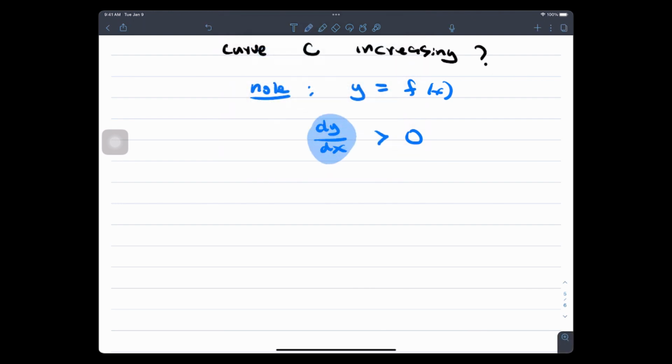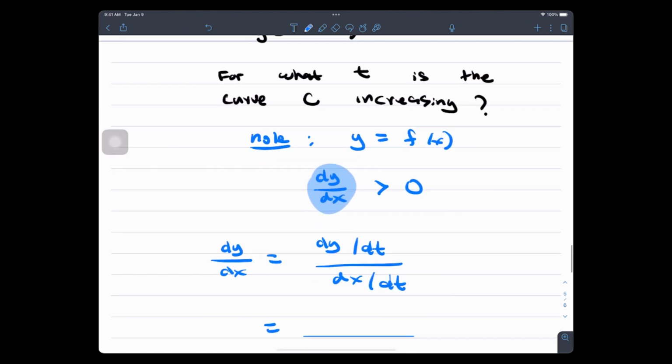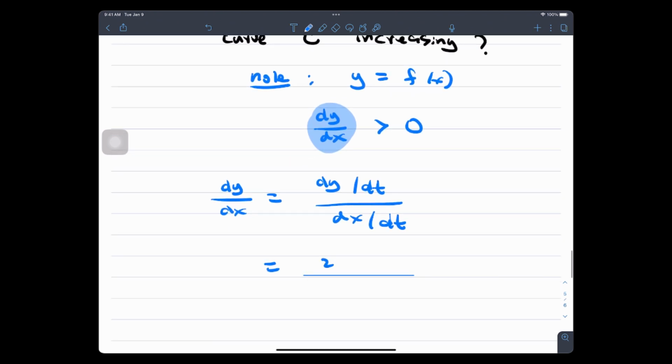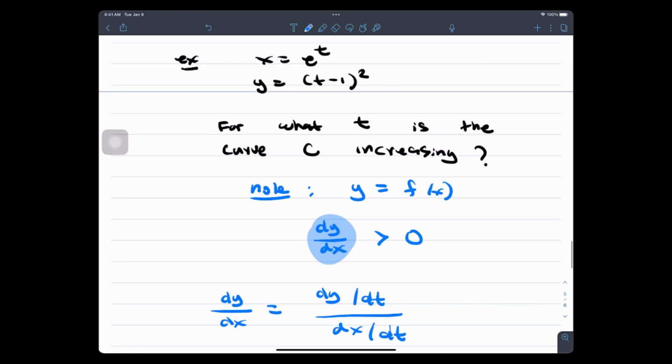So you might want to say, okay, then don't we have to find the derivative? And you do. What is dy dx? It's dy dt over dx dt. So what's the derivative of y? Isn't that 2t minus 1? If you take the derivative of the y function, right? And what's the derivative of the x function? Isn't that just e to the t?